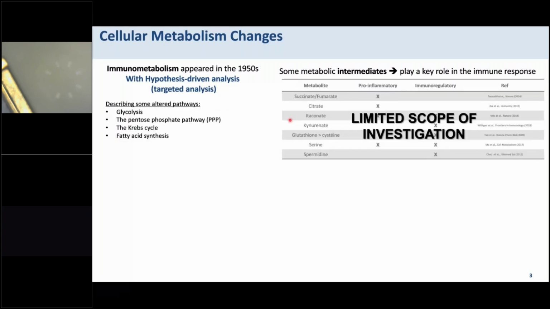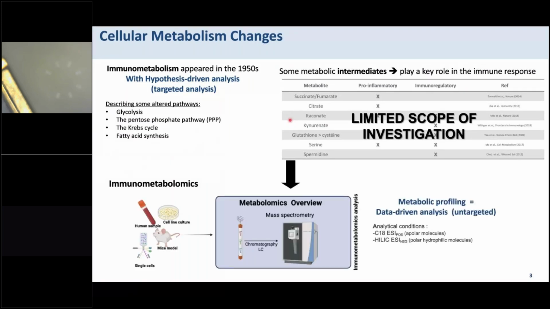But from this simple picture, we can clearly see that the scope of investigation is limited. That's why immunometabolomics emerged, wanting to analyze all the metabolome of the cells, and that will be done with the use of data-driven analysis. In this project, we will use high-resolution mass spectrometry coupled with liquid chromatography, and we will use 2 different columns and ionization modes for better coverage of the whole metabolome.